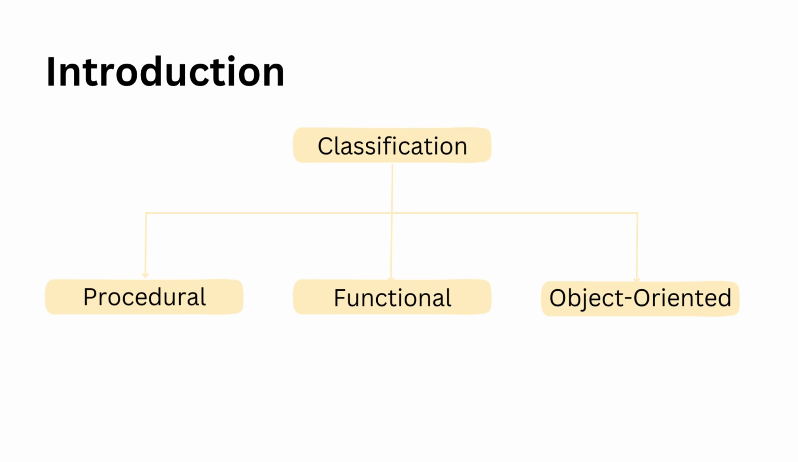Some, like Lisp, are all about functional, others, like C, are procedural. Simula, on the other hand, is all about object oriented. In this video, we'll explore the differences between these paradigms. Let's start with the basics.